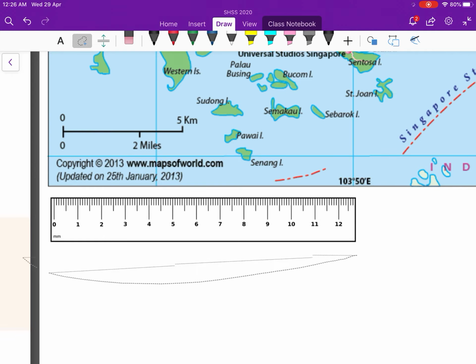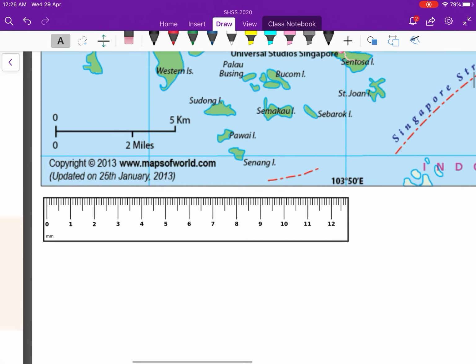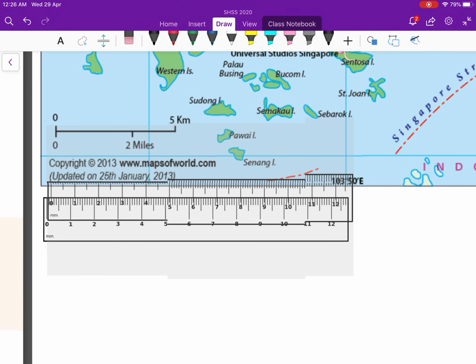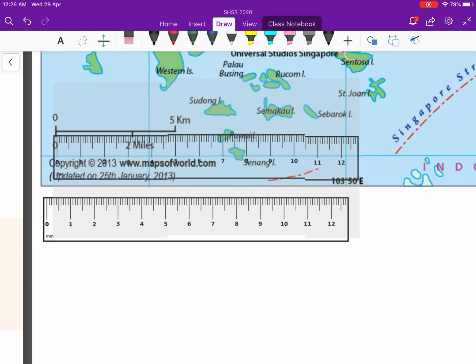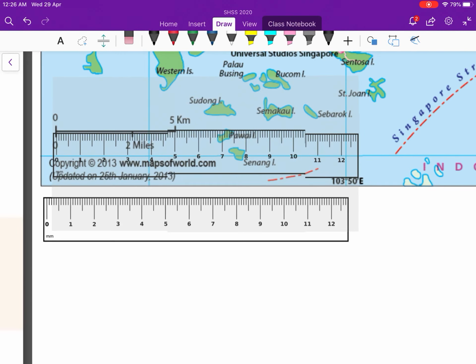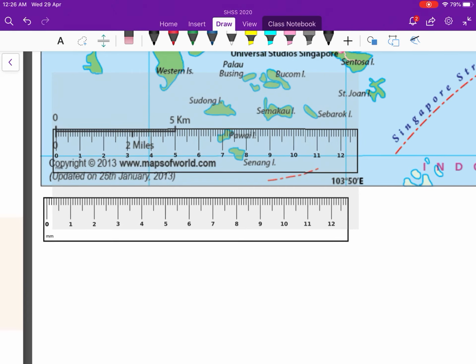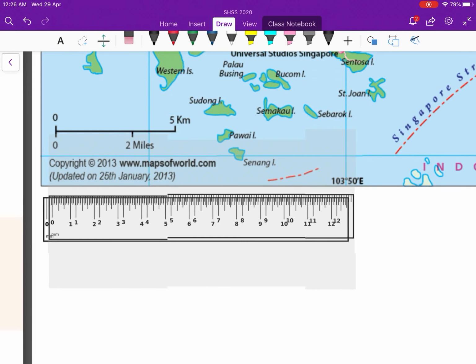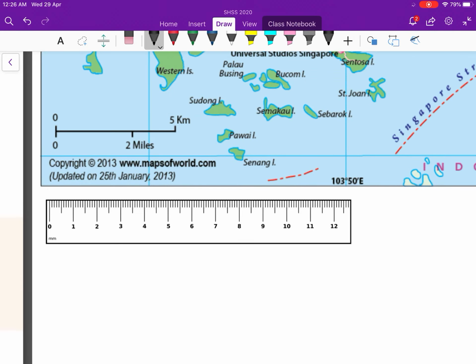Now, if I have a ruler, I'm going to take the ruler and I'm going to measure this. Now, this line tells me that 5 centimeters is 5 kilometers. Okay, 5 centimeters is 5 kilometers. So every 5 centimeters on the map would represent 5 kilometers on actual ground.